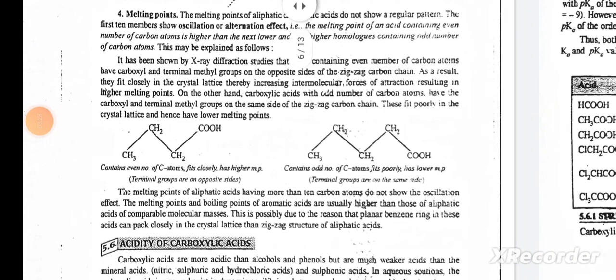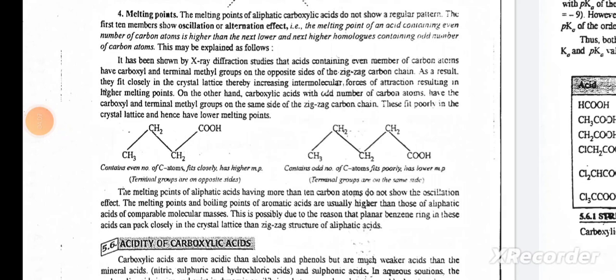It has been shown by X-ray diffraction studies that acids containing an even number of carbon atoms have the carboxyl and terminal methyl groups on the opposite sides of the zigzag carbon chain. As a result, they fit closely in the crystal lattice, thereby increasing intermolecular forces of attraction, resulting in higher melting points. On the other hand, carboxylic acids with an odd number of carbon atoms have the carboxyl and terminal methyl groups on the same side of the zigzag carbon chain. These fit poorly in the crystal lattice and hence have lower melting points.